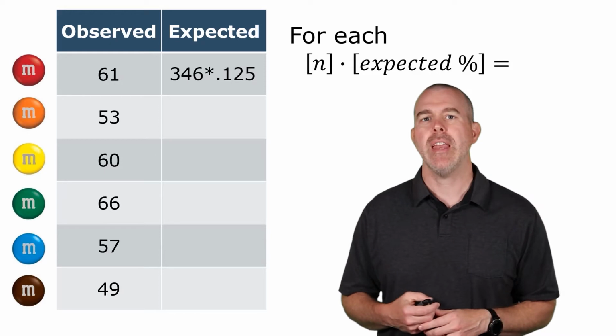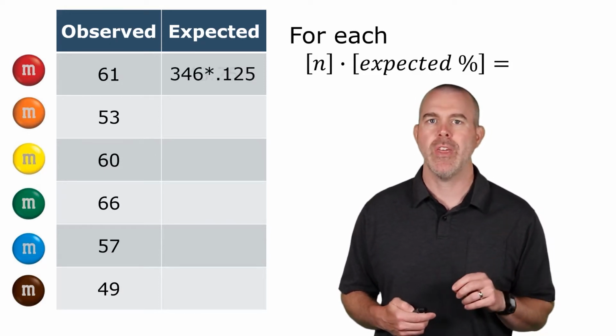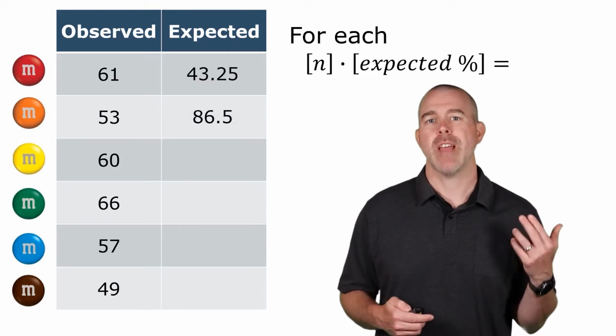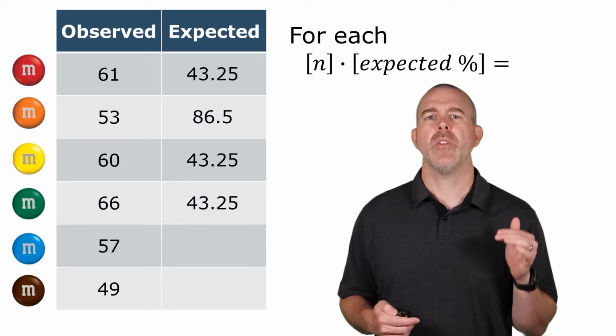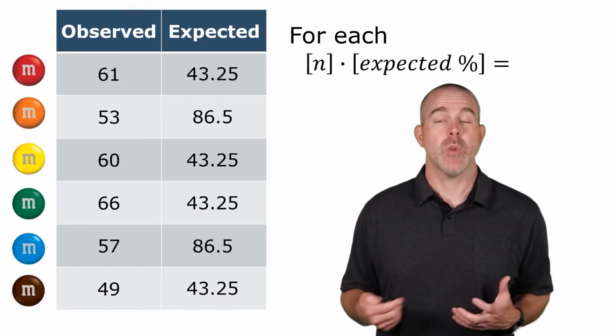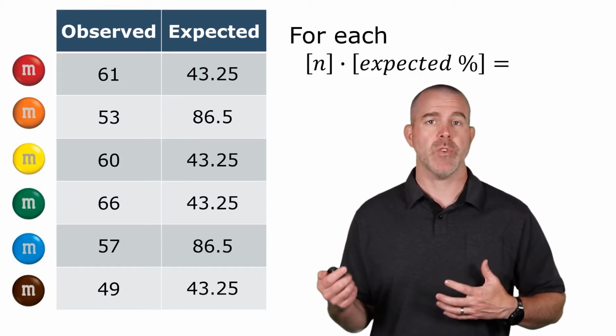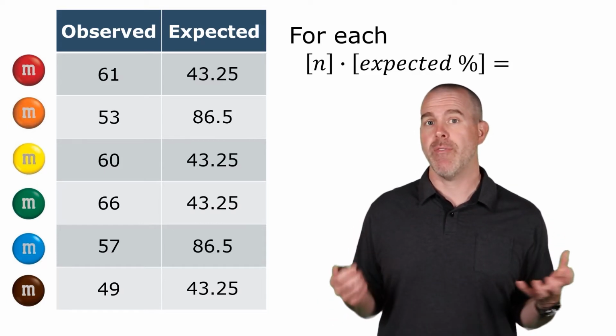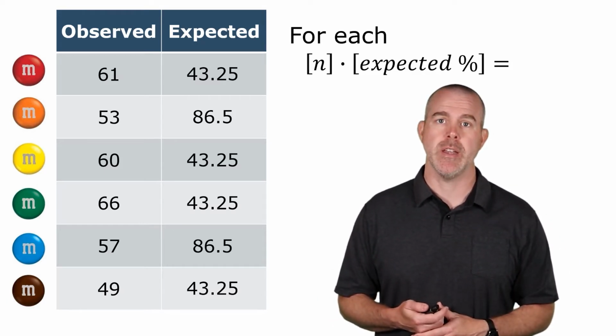So for the red, it's 346 times 1/8. That's 43.25. For the orange, it's times a quarter. And then I think the only other one that was a quarter was blue. The other ones were all 1/8. So now we have observed counts for each one, the actual counts in the M&M bag, and then what we would expect if they followed those 2017 numbers.